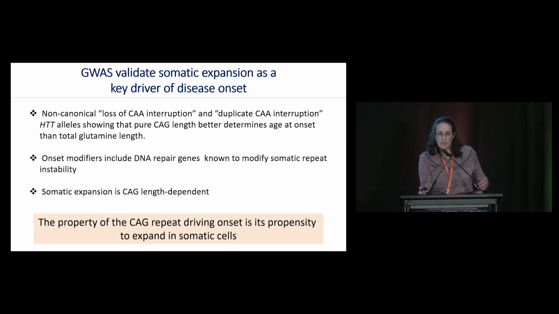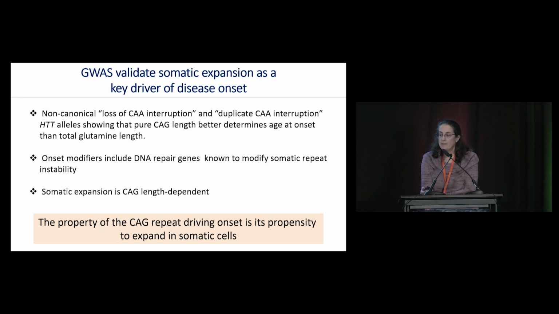So I'll talk a bit more about the most recent GWAS data. As you're all aware, the genome-wide association studies for modifiers of onset, the first paper was published in 2015, and there have been a number of subsequent iterations of the GWAS with progressively increasing sample size and also looking at other phenotypes. The GWAS have really validated now somatic expansion as a key driver of the rate of disease onset.